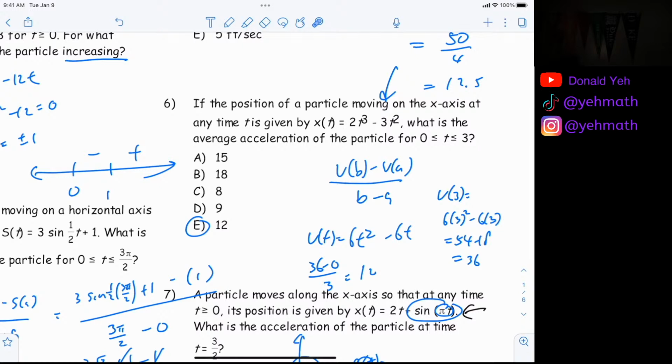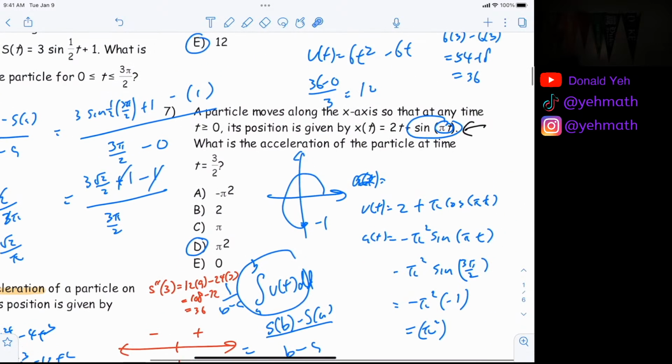Same thing. Yep. So it's the same idea, not the same concept. Remember, S of B minus S of A over B minus A is average velocity. Average acceleration is one level lower, so we use V of B minus V of A over B minus A. Connect it.